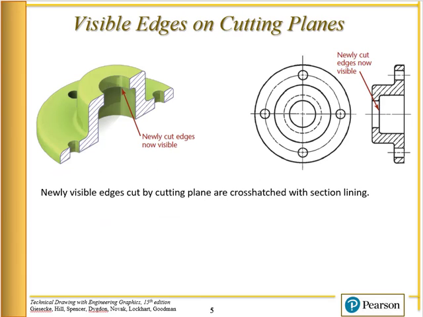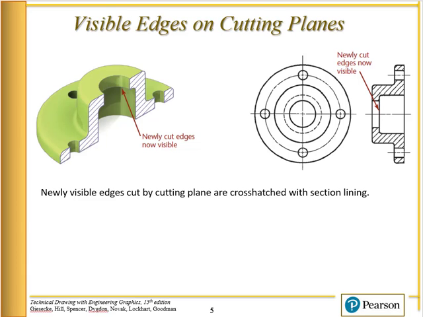So visible edges. What we see now is we have visible edges that we can show. Now these would have been lines that may have been hidden on this view from the right-hand view, but now since it's a section, these are visible lines. And then we're also using cross-hatching, where that's the section lining. So section lining with cross hatches.